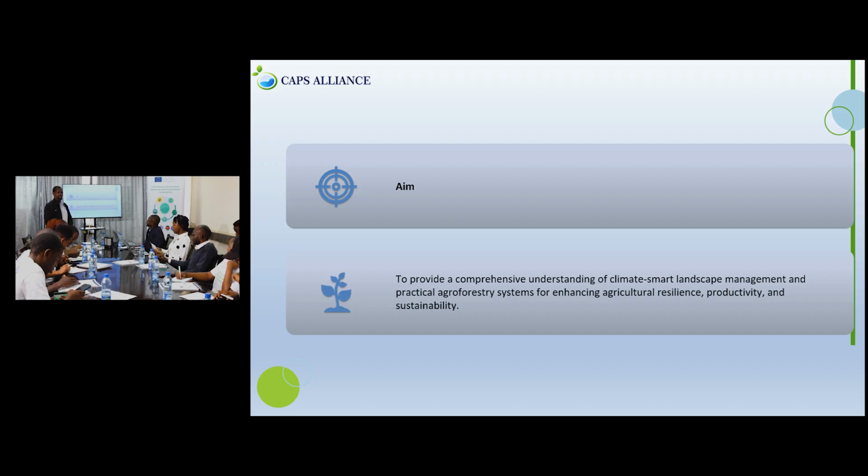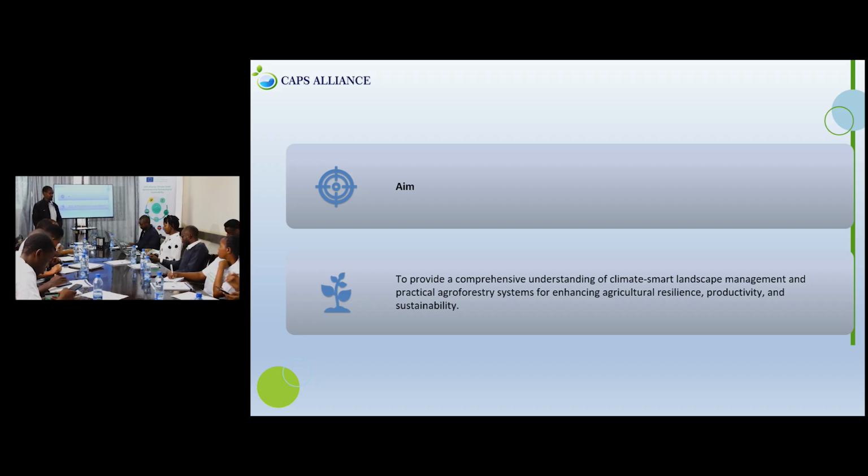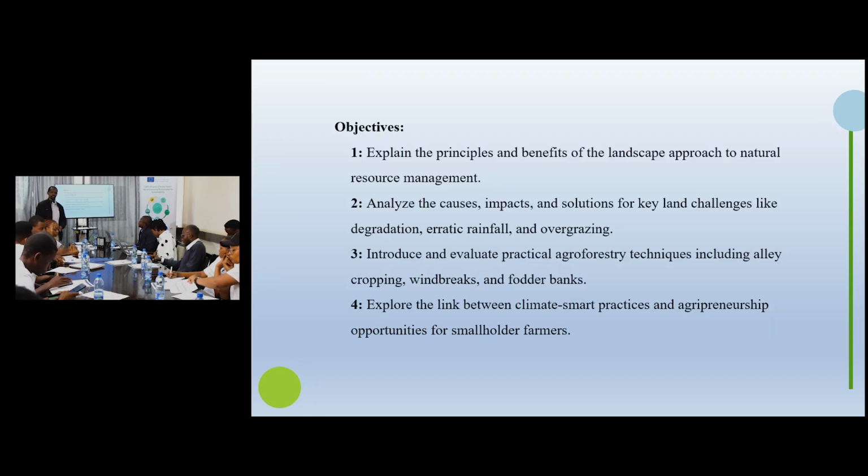So, what is the main aim of this lesson? Lesson number 1 is to provide a comprehensive understanding of climate-smart landscape. How does our landscape in agriculture look like? If you are farming on the slopes, how will you be able to do farming? If you are doing farming in flat areas, how are you going to do it, in order to achieve better yields, better crop production, and better output?